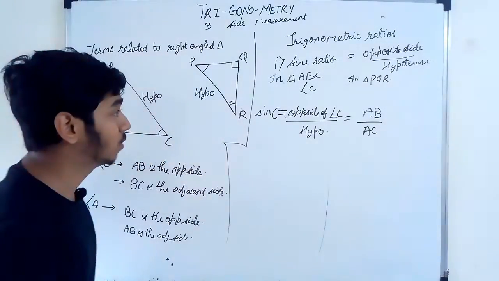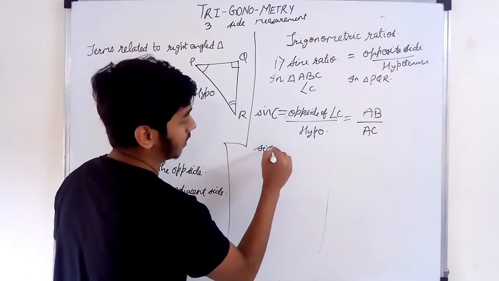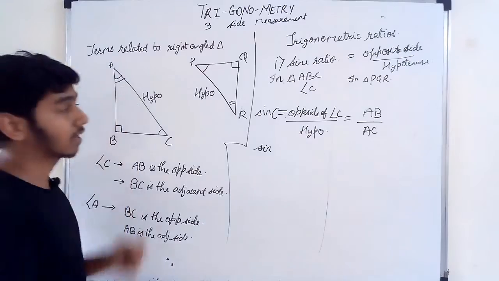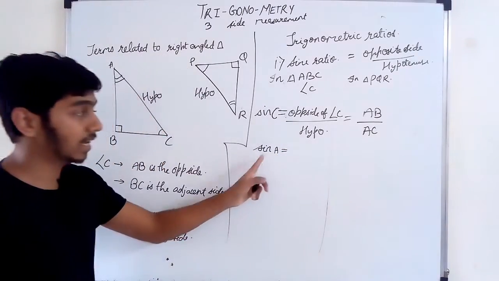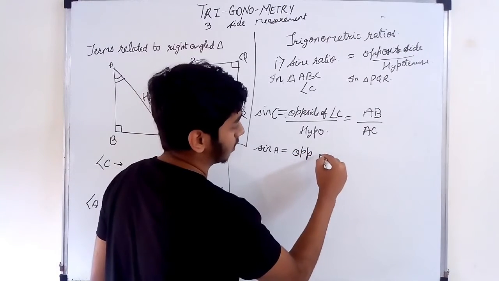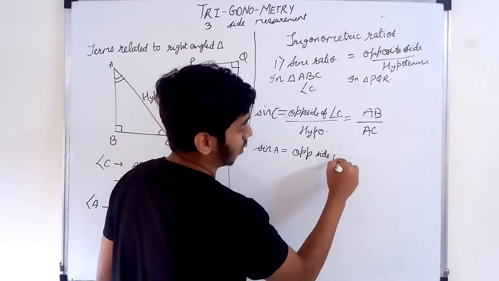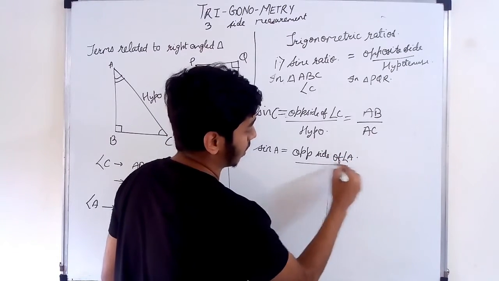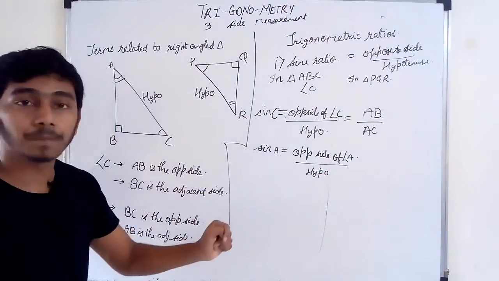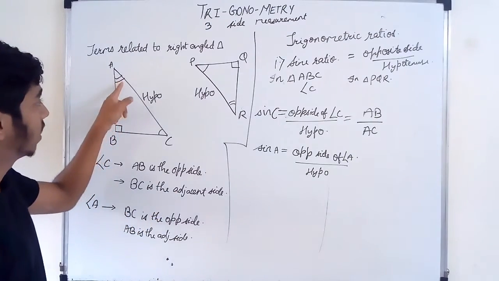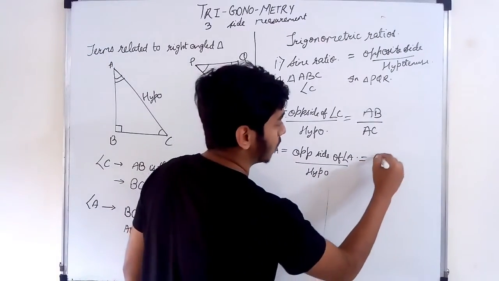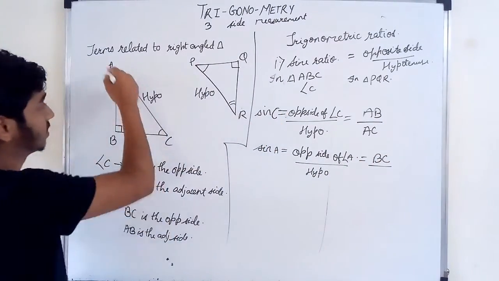I hope you are understanding this. Now, how do we find sine of A? Sine A can be found using the opposite side of angle A upon the hypotenuse. Yes or no? So the opposite side of A is BC. So this is equal to BC upon the hypotenuse, which is AC.